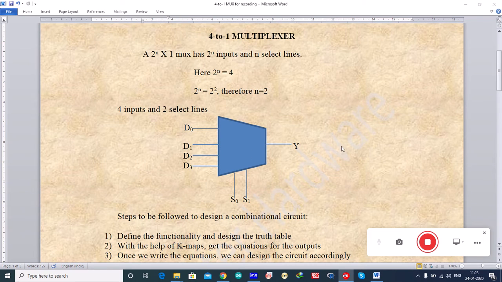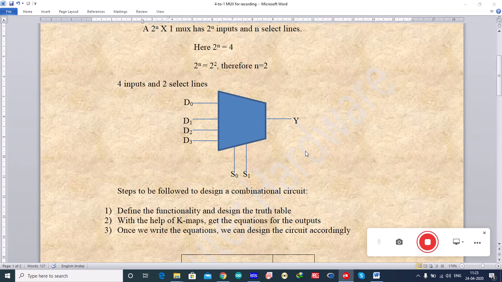This is the block diagram of the 4 to 1 mux, which has 4 inputs labeled D0, D1, D2, D3 and 2 select lines S0, S1 with one output Y.